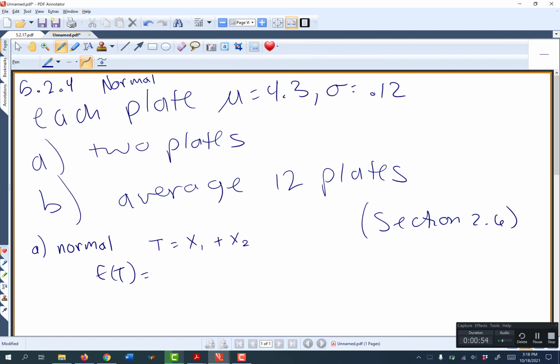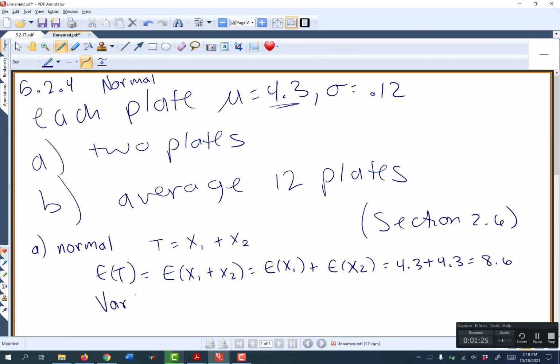So I can find the expected value of T using the rules that we learned in section 2.6. So you need to go back and rewatch that lecture to learn these rules. But the expected value of T would just be the expected value of X1 plus X2. Well, the rules say just take the expected value of each one individually. So expected value of X1 plus the expected value of X2. Well, the expected value of X1, that's just your mean. So it's 4.3 plus 4.3 gives me 8.6. So that's your new mean.